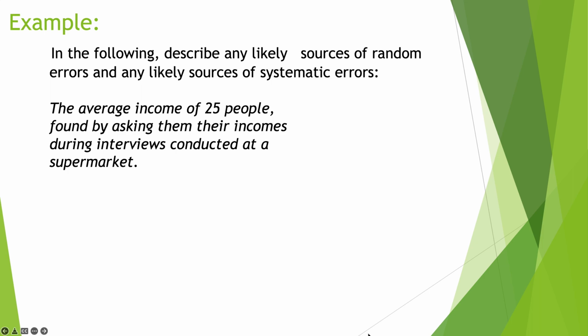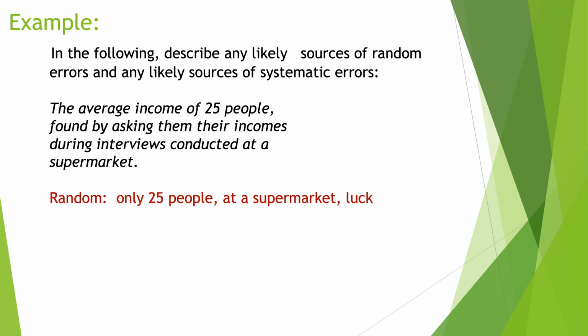Okay, so for some random errors, well, first you're only asking 25 people, so you're not likely to get a particularly good statistic. And then there's luck. Which 25 people do you get, right? It's kind of random in who you're choosing. And the other thing is, do the people even know their income? Completely off the top of my head, there were times when I knew around what my income was, but I didn't know exactly what it was, and I was surprised to find out afterwards.